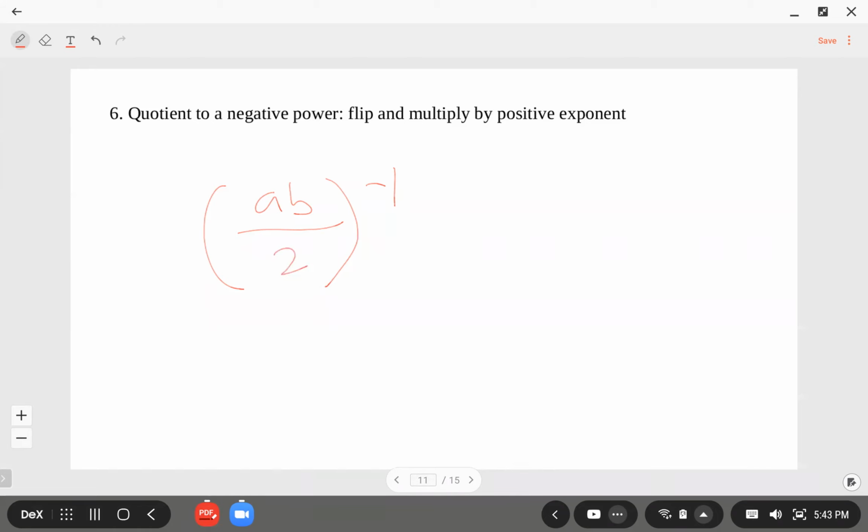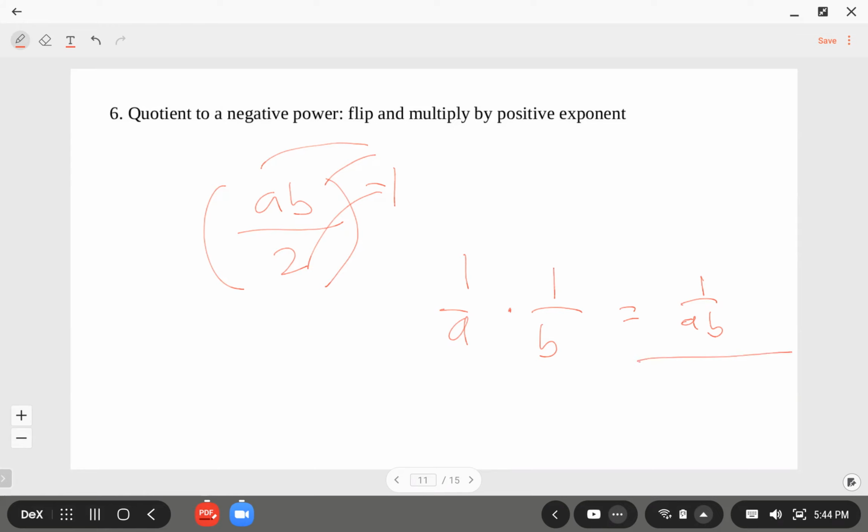Okay, AB over 2. Now, what do we do here? To the negative 1. Remember, still distributive property, and then we'll talk. So, let's do it. A to the negative first power is going to be 1 over A. And what about B? It's going to be times 1 over B. That's basically 1 over AB. Don't forget the next part, right? What do we do? Okay, it's divided by 2 to the negative 1.